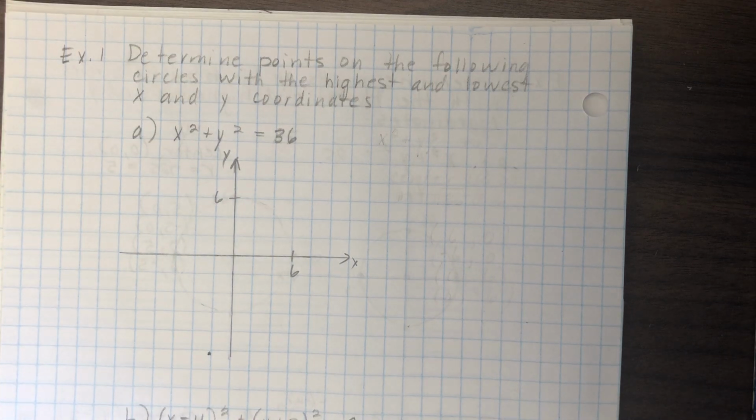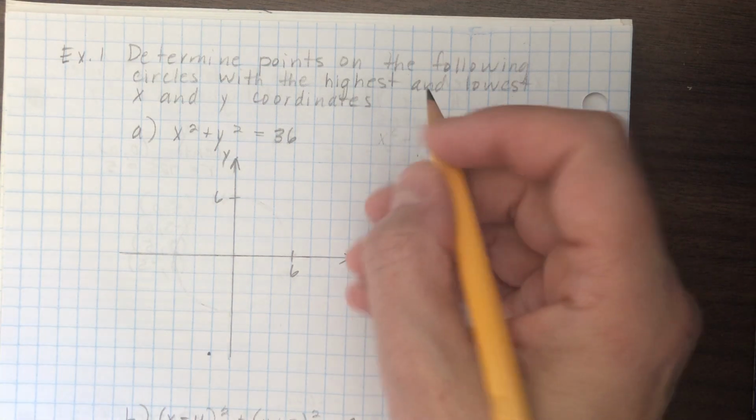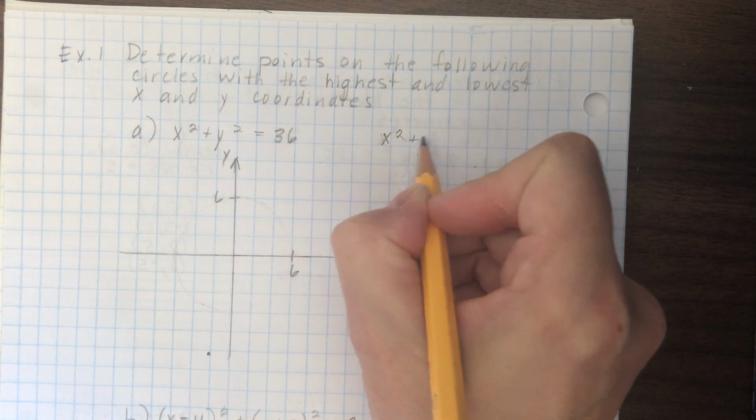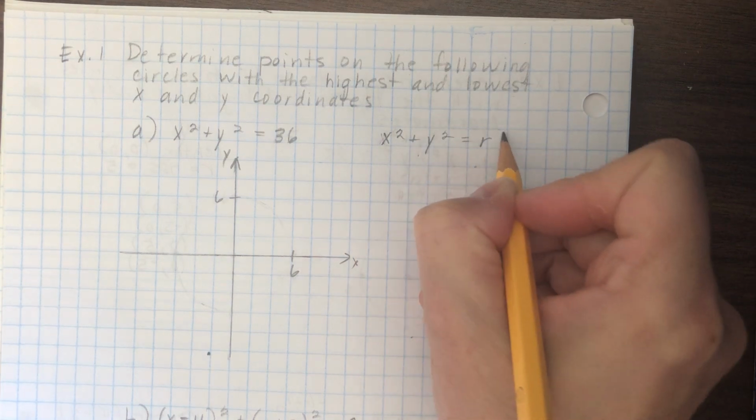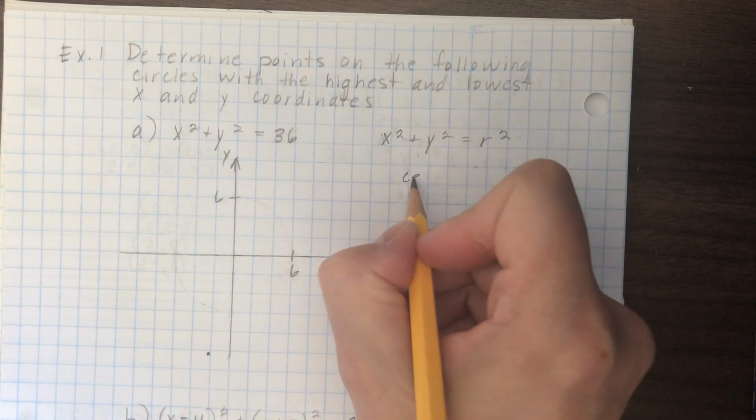Example 1, determine points on the following circles with the highest and lowest x and y coordinates. Part A, x squared plus y squared equals 36. This equation represents a circle that's centered at the origin because it's in the form x squared plus y squared is equal to r squared. So we know the center is (0, 0).